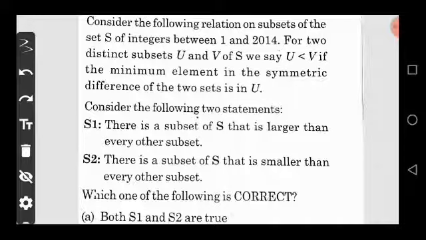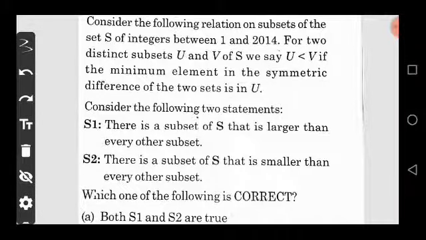Consider the following relation on subsets of the set S of integers between 1 and 2014. For two distinct subsets U and V of S, we say U is less than V if the minimum element in the symmetric difference of the two sets is in U. Consider the following two statements. Statement 1. There is a subset of S that is larger than every other subset. And statement 2. There is a subset of S that is smaller than every other subset. Which of the following is correct?